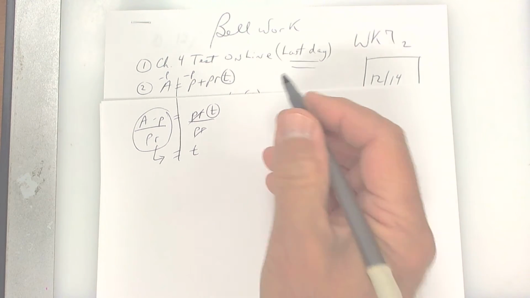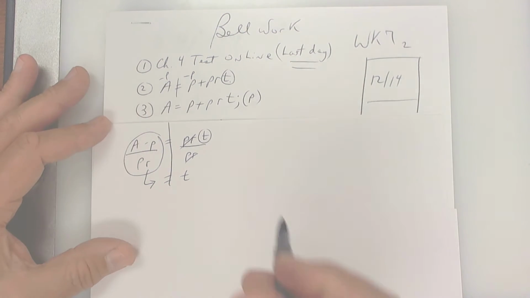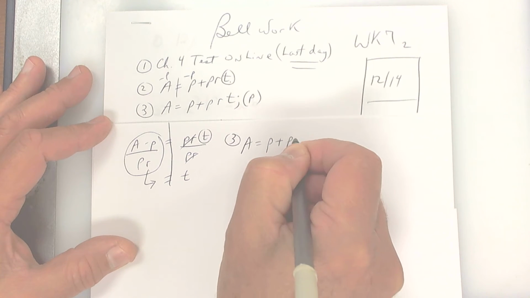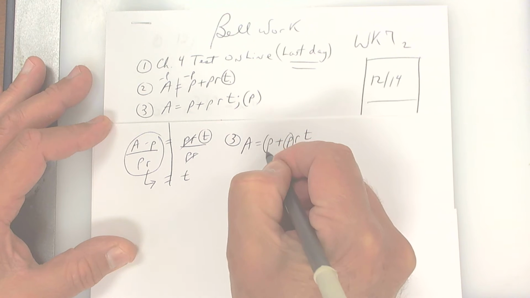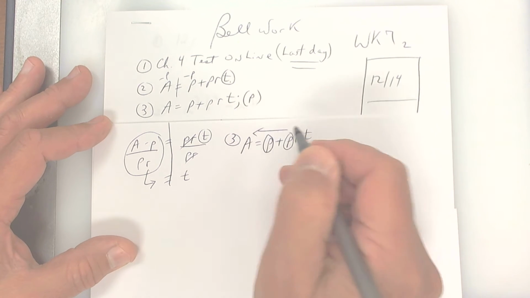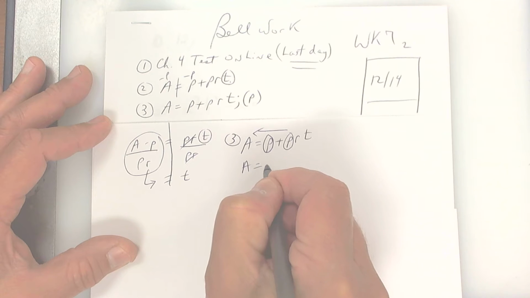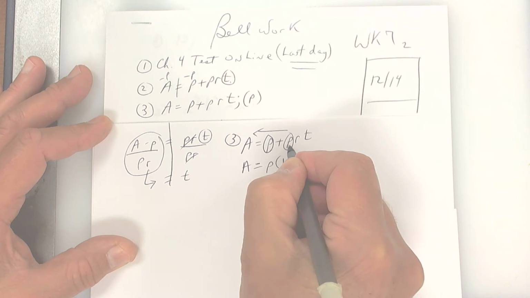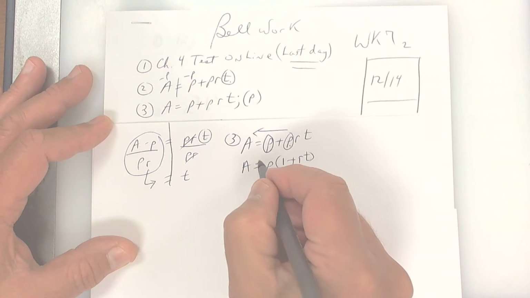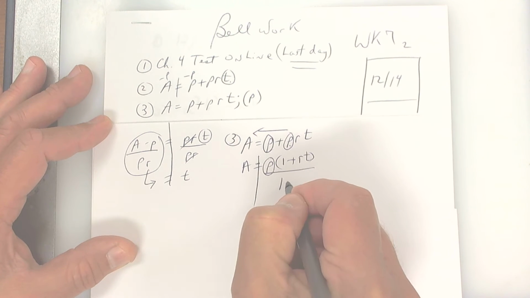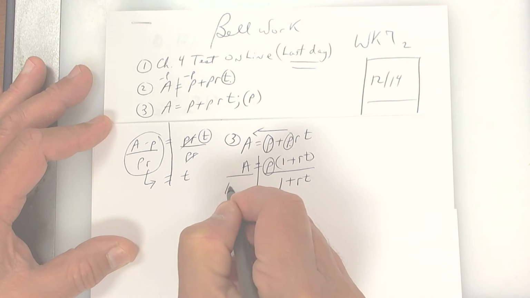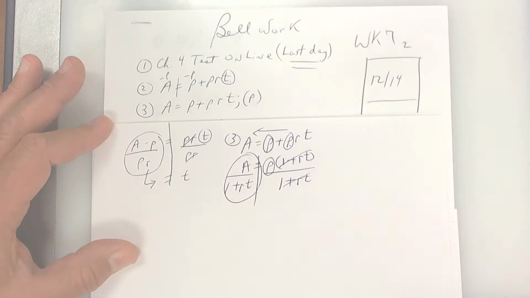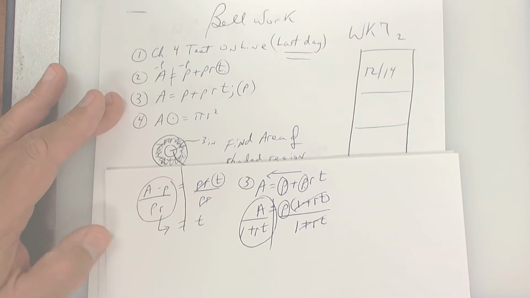Okay? Number 3, this one's a little different. What you want to do is get P by itself. Since you have 2 of these, you want to factor out a P. So you're going to have P, and when you take the P out of here, you're left with 1. When you take the P out of here, you're left with RT. Now all you do to get P by itself is divide by 1 plus RT. If you don't understand that, that brings us to our new section, which is factoring, and we'll talk about that in a minute.